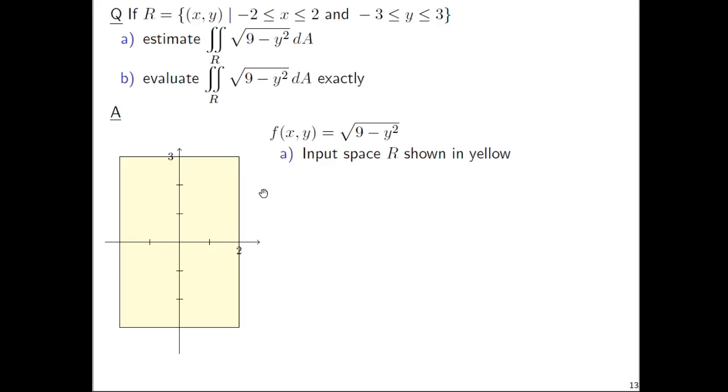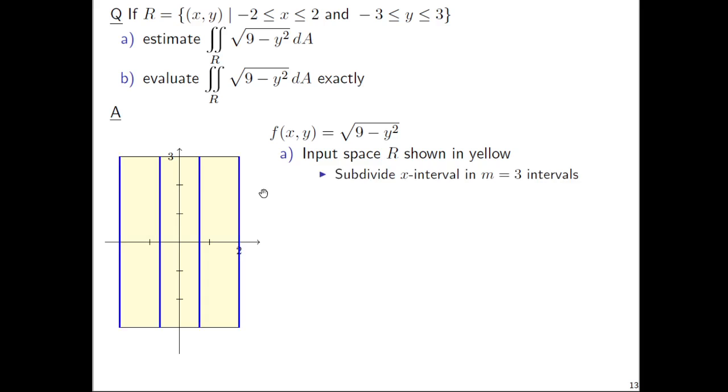So first, as an estimate, here's the input space, right? So x from -2 to 2, y from -3 to 3. The input space we've called capital R is shown here in yellow. And then it's an estimate. So we're just going to split up the x interval into three equal-sized pieces here. So going this way, I drew two inner lines, since the outer lines don't count. So then there's one yellow strip between blue vertical and blue vertical, another yellow strip between the next pair, and a third vertical strip.